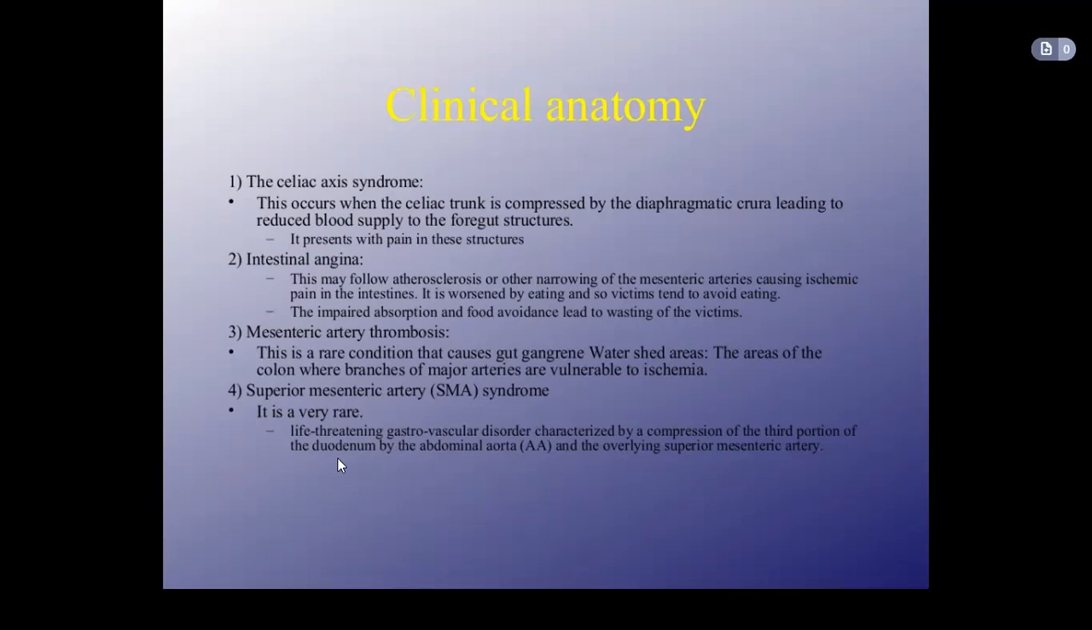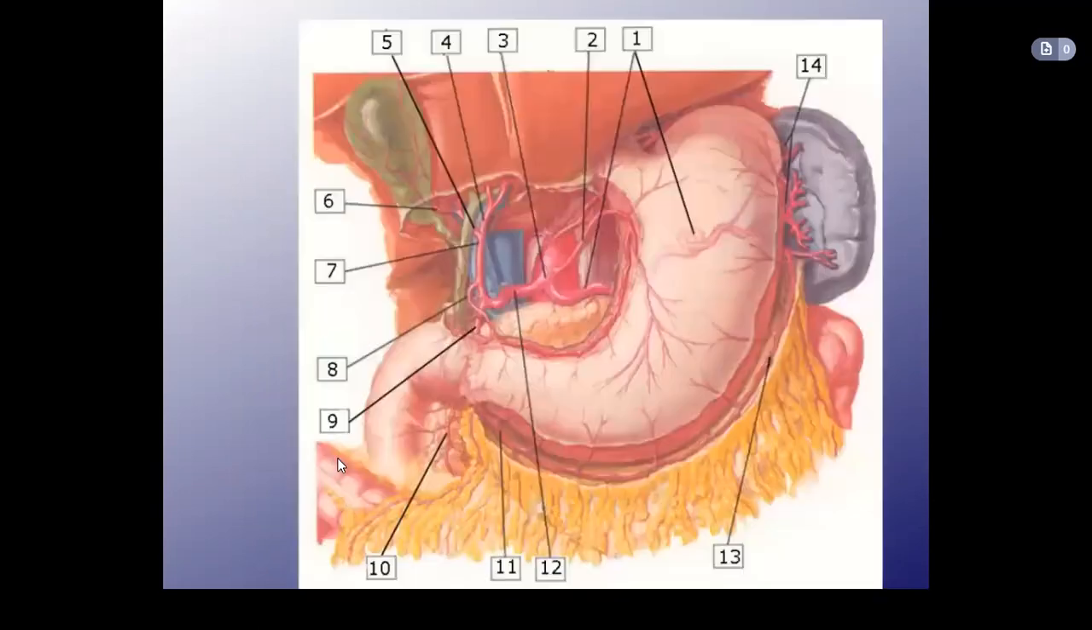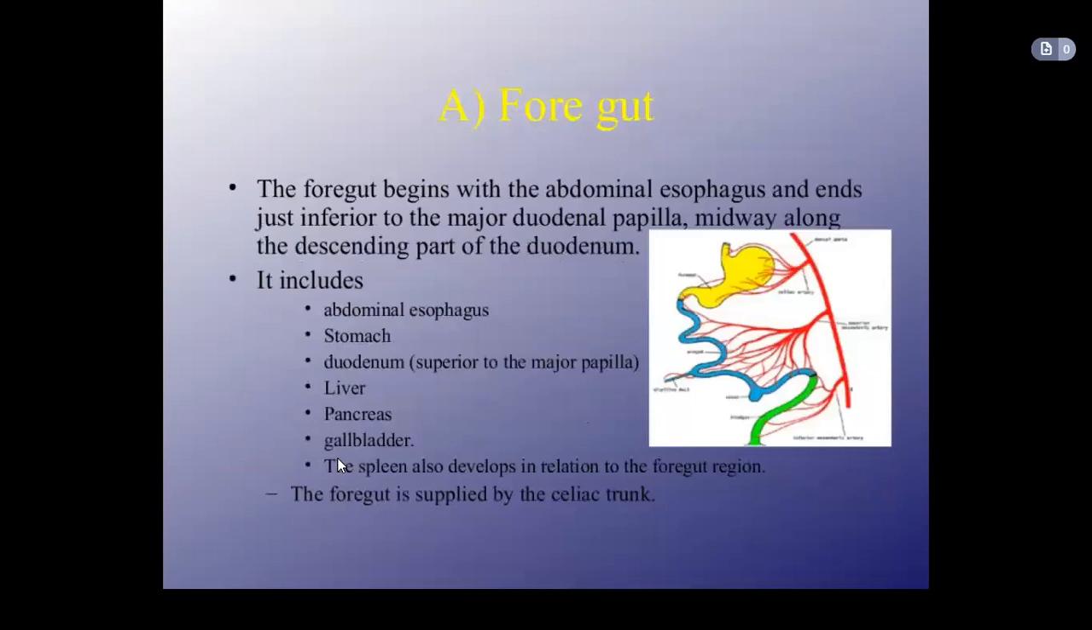So quickly, let's do a quick recap. We said that the blood supply to the gut is done by three main blood vessels: the celiac trunk, the superior mesenteric artery, and the inferior mesenteric artery. And we said that the gut is divided into the foregut, the midgut, and the hindgut. The foregut will be supplied by the celiac trunk, while the midgut will be supplied by the superior mesenteric artery, and then the hindgut will be supplied by the inferior mesenteric artery.